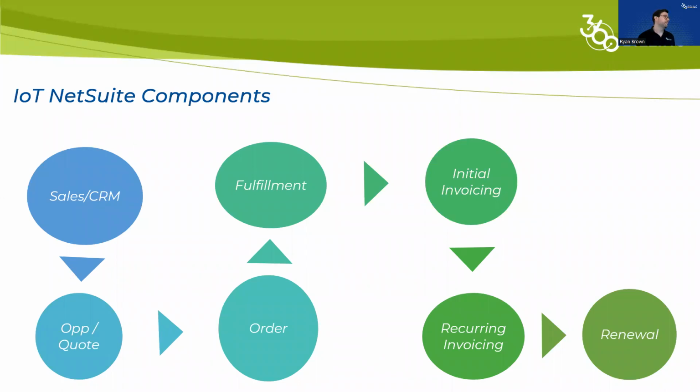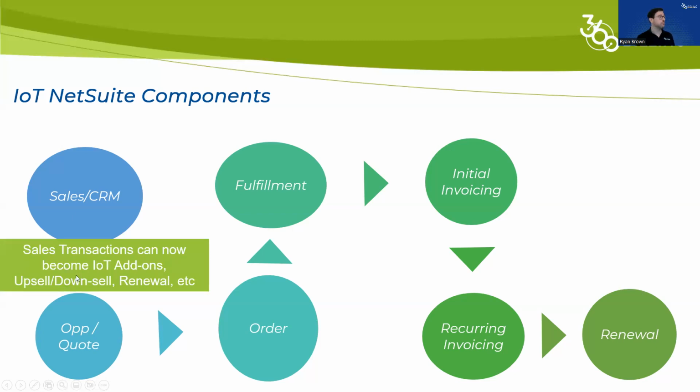So within NetSuite, from the sales to cash process, all my sales and CRM functionality is there. I can have that in an external system too, if I need to do my op quote and sales activities. But the order is really where everything comes together in NetSuite. The fulfillment, or when the hardware is provisioned, the subscriptions are installed or started, the initial invoicing, the recurring invoicing, and the renewals. You could do all of this stuff in NetSuite with 360 subscription billing.